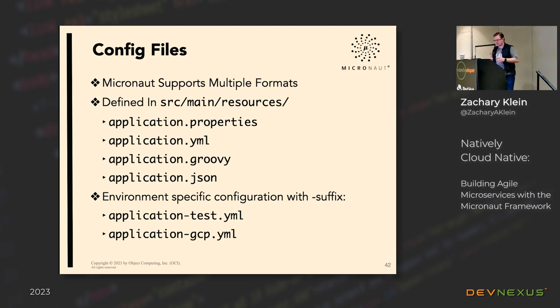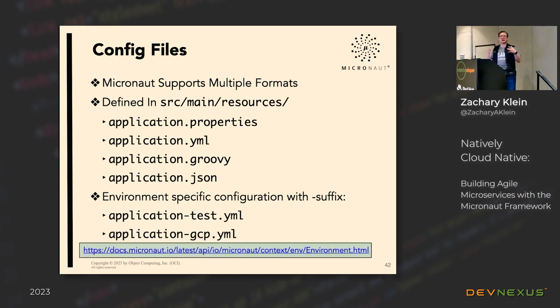And you could also have configuration that is specific to a particular environment. And that doesn't just mean test and development and prod. Micronaut detects environments. For example, Micronaut is aware of what cloud environment it's running on. So if you have a Cloud Run or Compute Engine application, Micronaut knows that it's in GCP. It's in the GCP environment. And that means you can have cloud platform specific configuration files that will be loaded only when that environment is actually being detected.